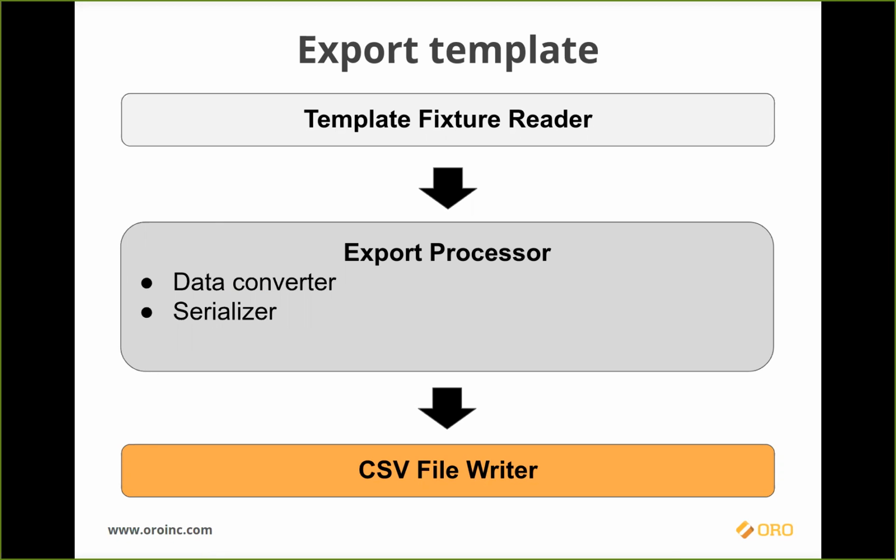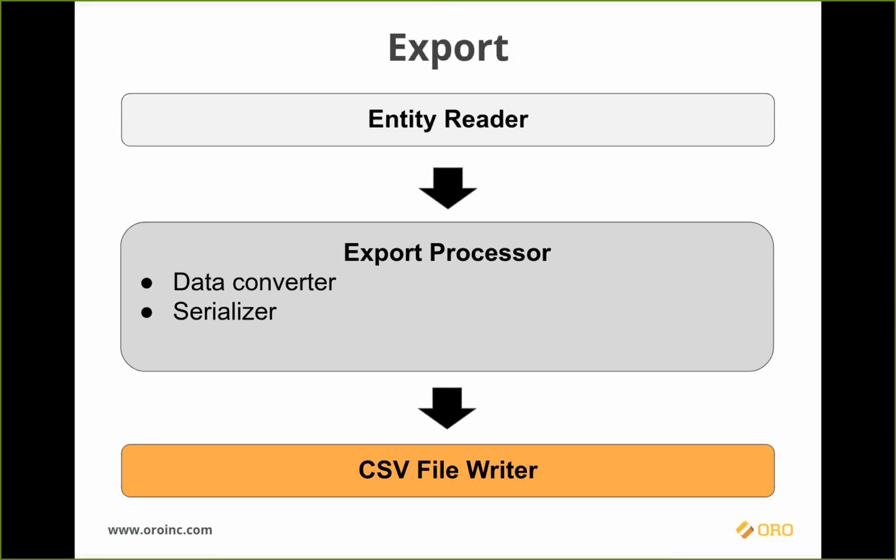Here it's a similar thing. We create some fake entity, we populate it with some information just to have the correct information so the user will be able to see the correct data format. Then we process it with the data converter, serializer, and we write it to a CSV file exactly the same way as we would write the normal export results. So as you can see here, the only difference between export template and export processor is the reader. Once we read from this fake source, the other way we read from the entities.